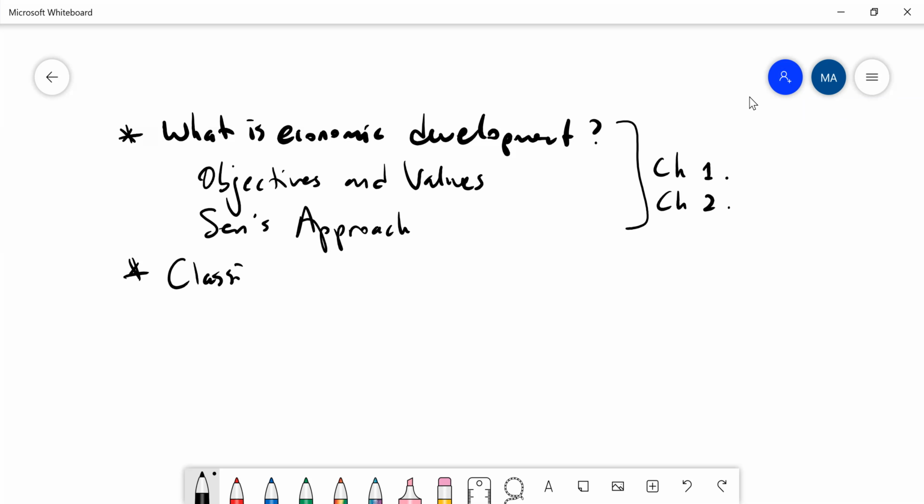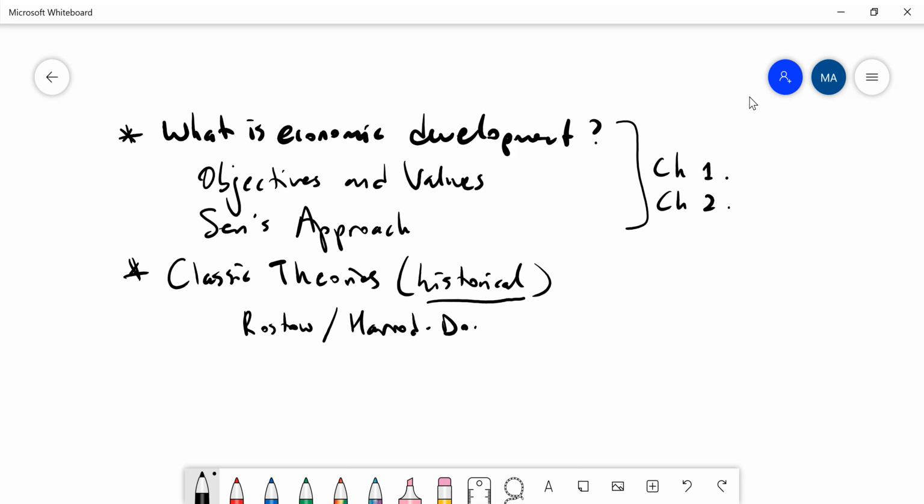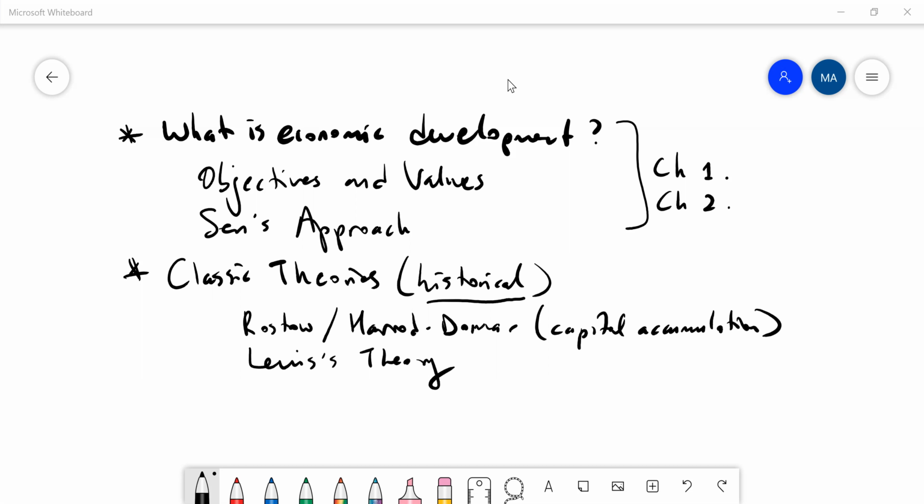Then we look at 4 classical theories. Now here, what I want to stress is that this classification is based on some historical progress. So first we discussed Rostow and Harrod-Domar views. Here the idea is basically capital accumulation. Then we looked at Lewis's theory. Here the idea is basically about surplus labor.